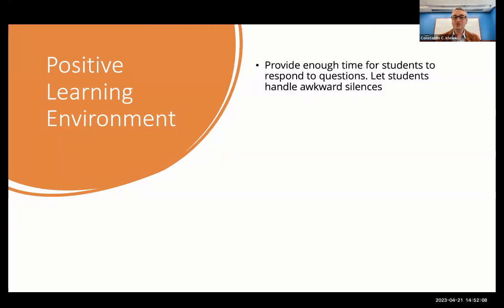Provide enough time for students to respond to questions. Let students handle awkward silences. This is something that we hate as professors generally, and it is a skill that is very good to learn. Whenever you ask a question, specifically a more difficult question, just give them time. Just wait, don't talk, and let them answer. And oftentimes, this is when those students that usually don't answer will answer, because you've given them that time.